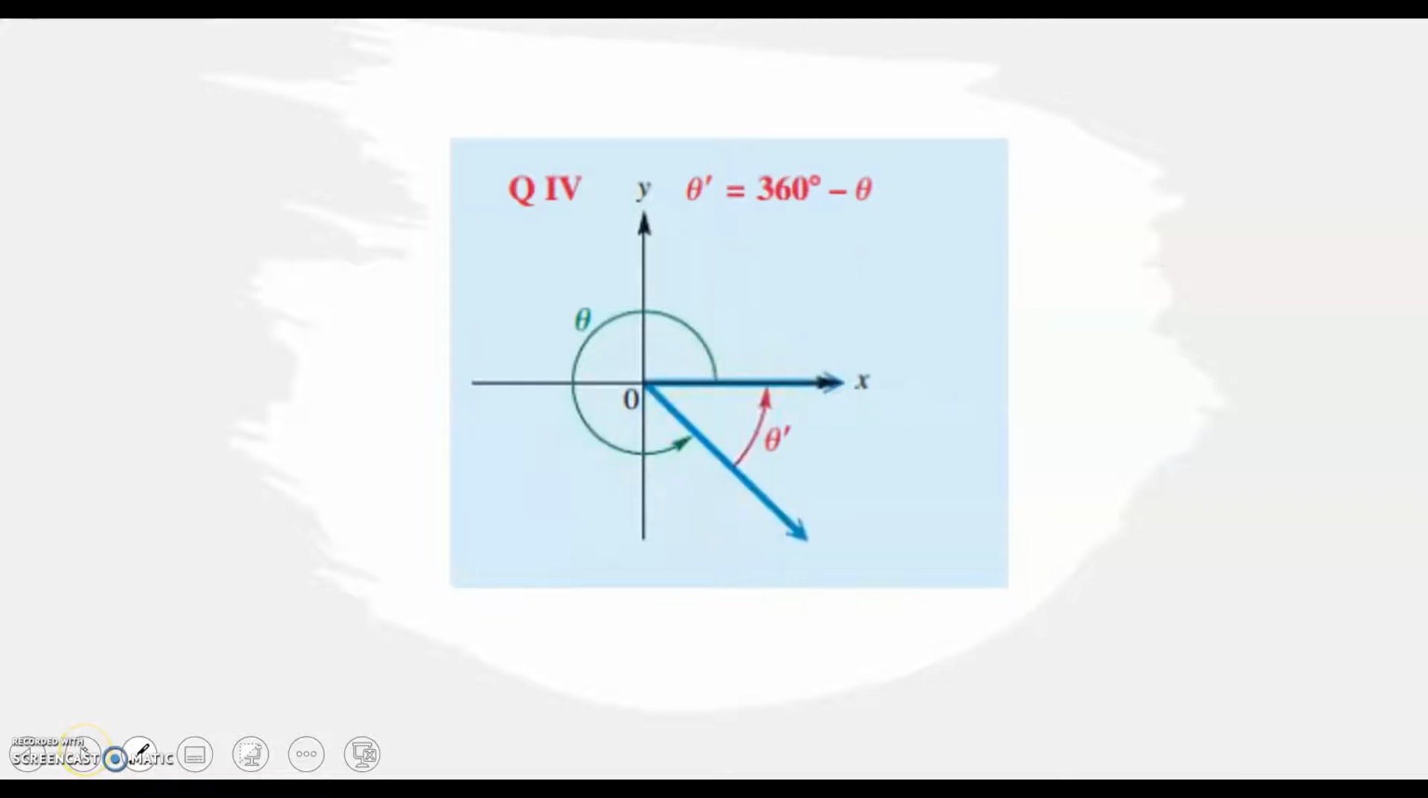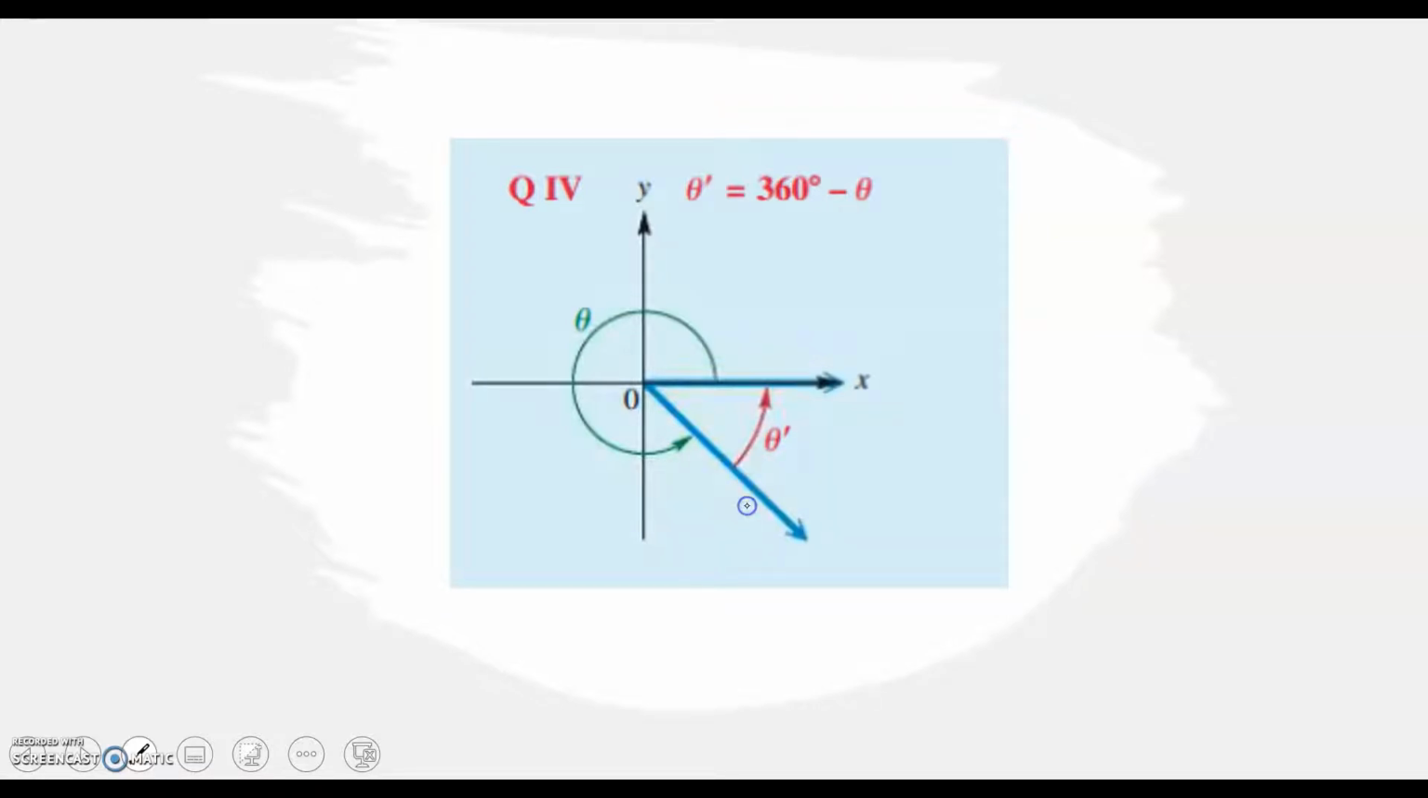And then lastly, if the angle falls in the fourth quadrant, so we have this angle here in the green, theta, and we want to find the reference angle. So again, the reference angle is found from the angle that's formed from going from the terminal side to the x-axis. So it's this angle here. This is our reference angle, theta prime.